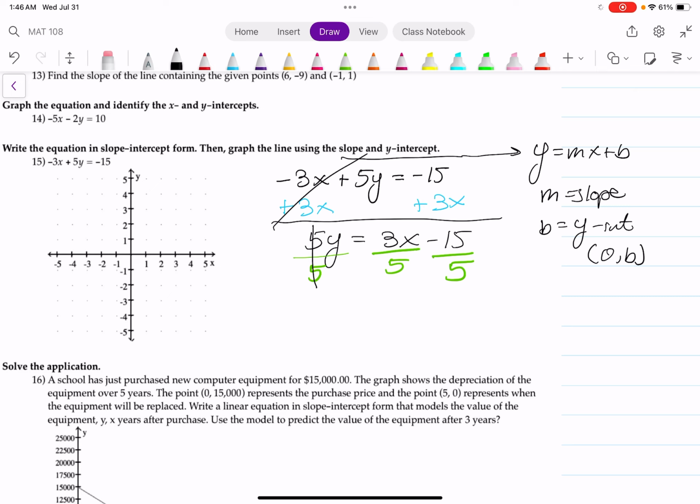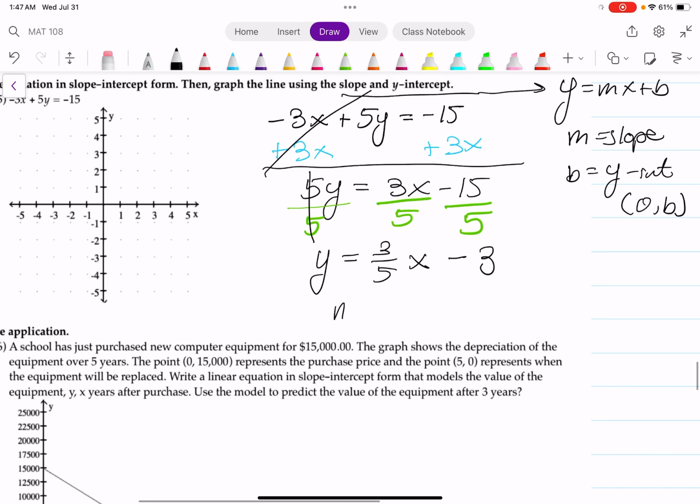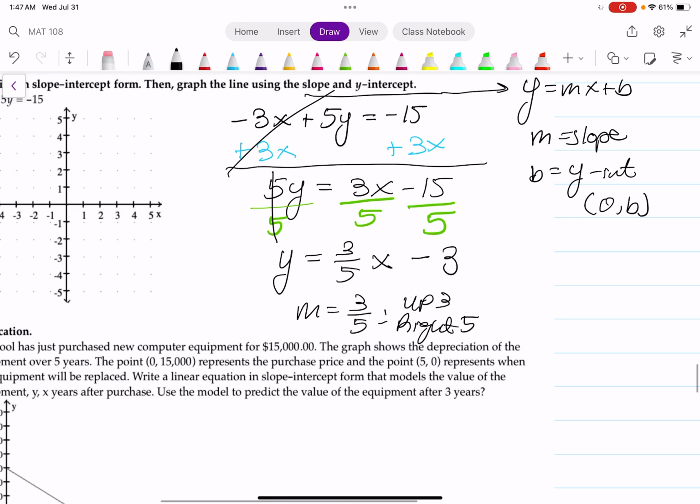So here the 5 simplifies. y equals 3x divided by 5 can't be simplified any further, so we're going to call that 3/5 x. And then negative 15 divided by 5 is negative 3. So our slope is 3/5. That means up 3, right 5. You can also go in any other direction as well, but I'll keep it in the positive direction. The y-intercept is negative 3, so the coordinate will be (0, -3).